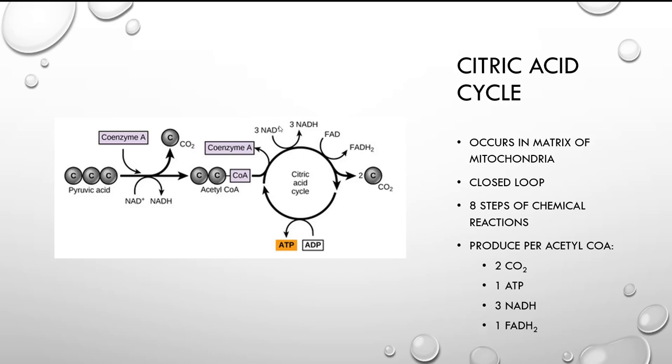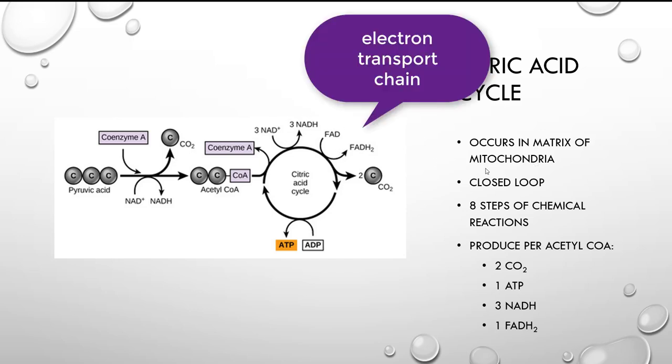So we have 3 NAD+ that will get their electrons to reduce to 3 NADH. So those will get shuttled to the electron transport chain. We will also have FAD, another electron carrier, get reduced to FADH2, and FADH2 will carry those electrons to the electron transport chain. Okay, so in the end, we have a bunch of electron carriers shuttled to the electron transport chain.